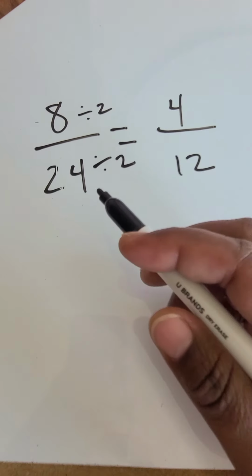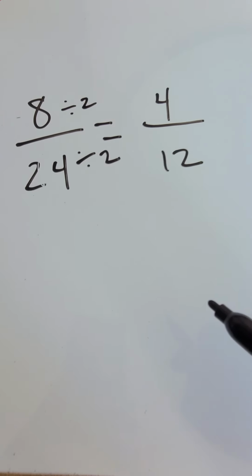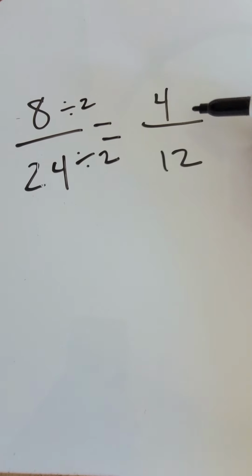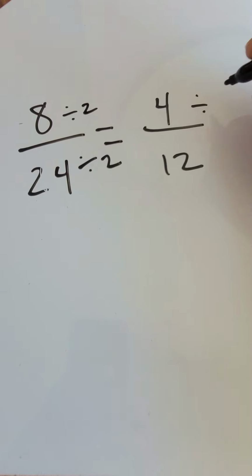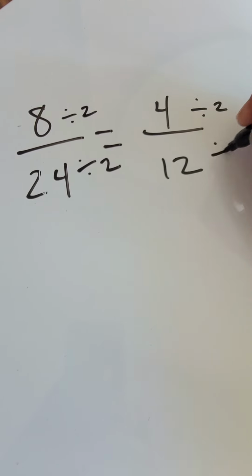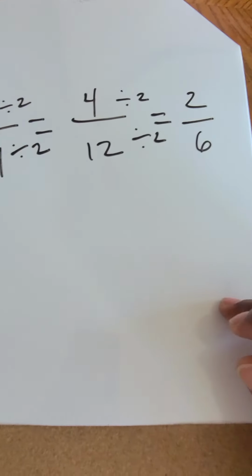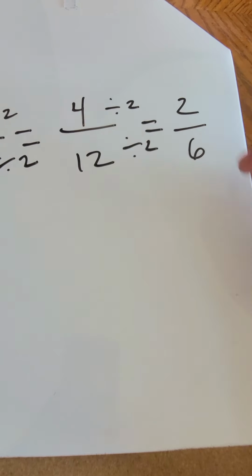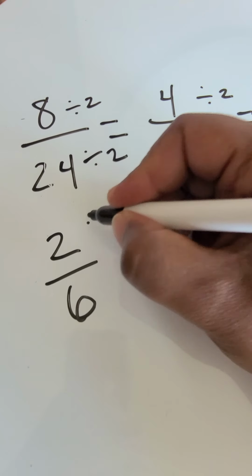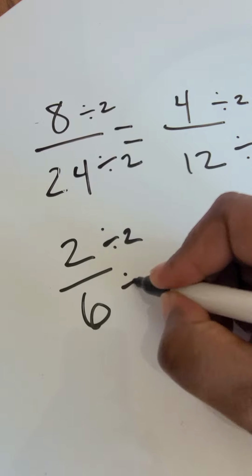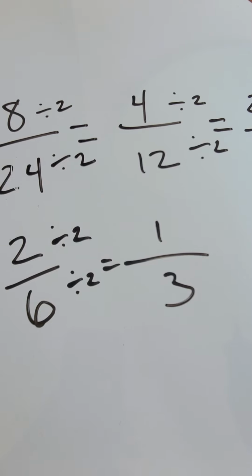Okay, so we have 8 over 24. Reduce that down to 4 over 12. Well, look, it's still even numbers. We can reduce it even further. 2 over 6. Now look, it's still even numbers. We can reduce it further. So let's come down here. Okay, so that's where the buck stops: 1/3.